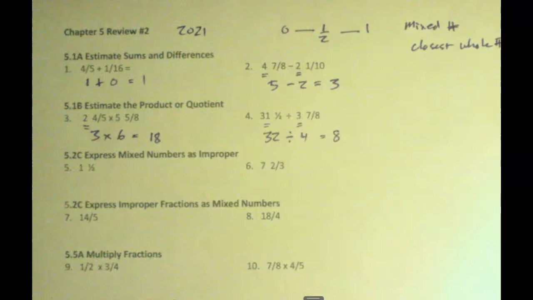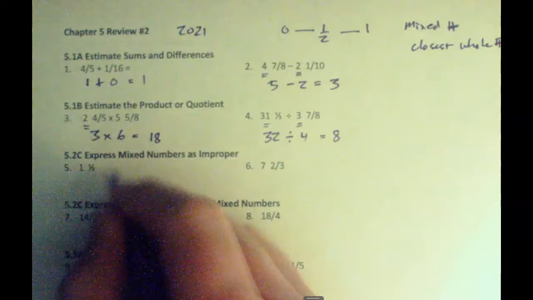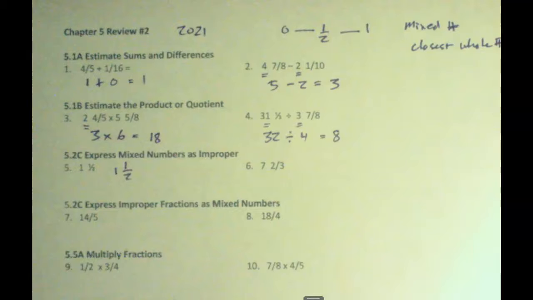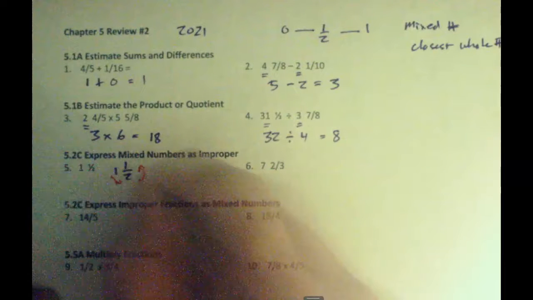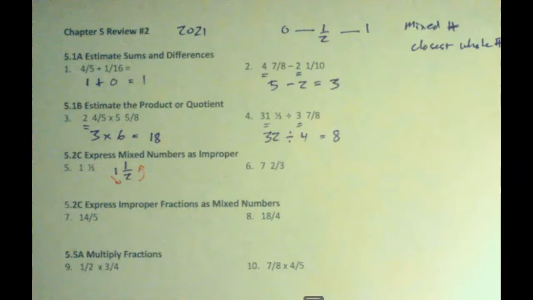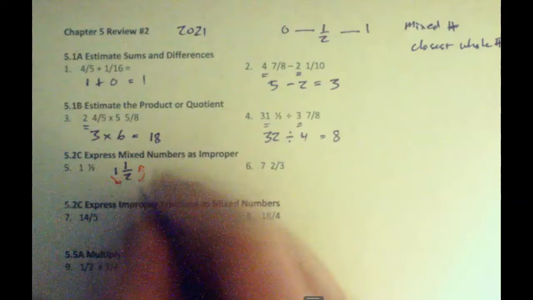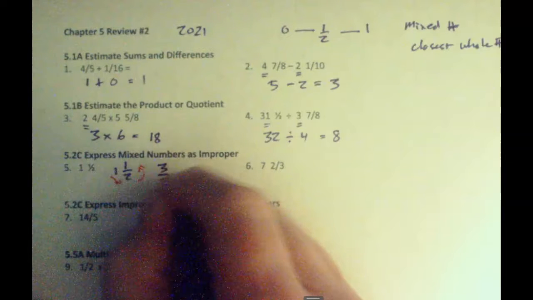All right, let's express these mixed numbers as improper fractions. We have 1 and 1/2, in case you can't read that. So as a mixed number, let me just grab my pen here. We are going to multiply down, and then we're going to add up. So 1 times 2 is 2, plus 1 would make this 3 halves.